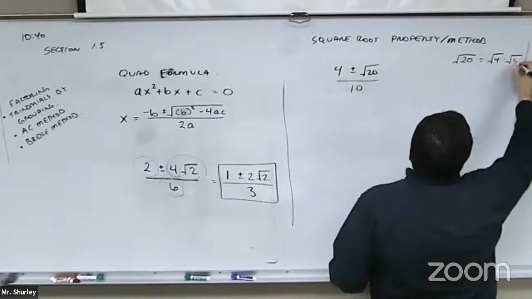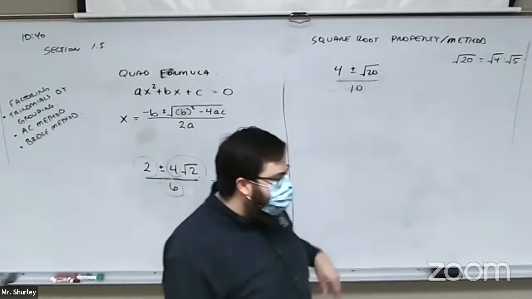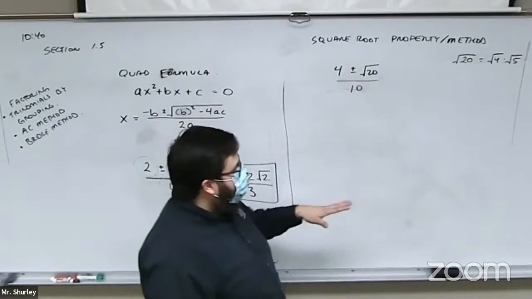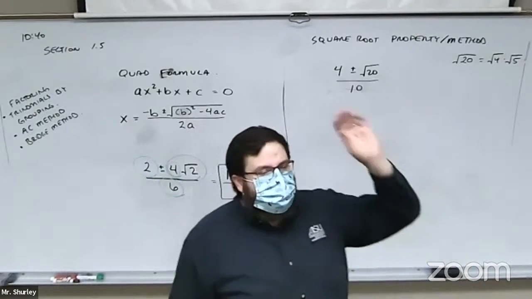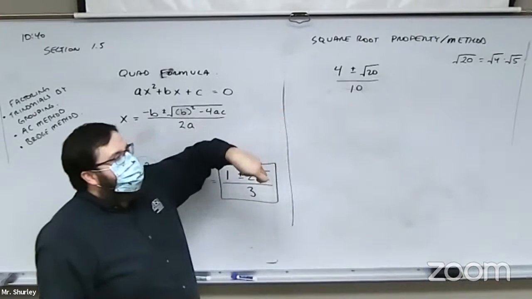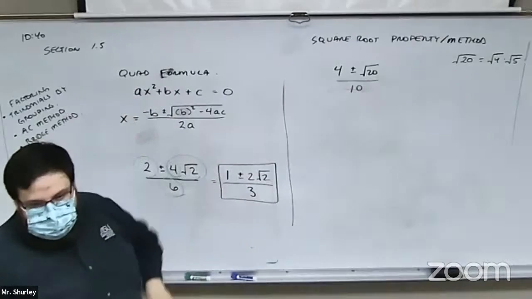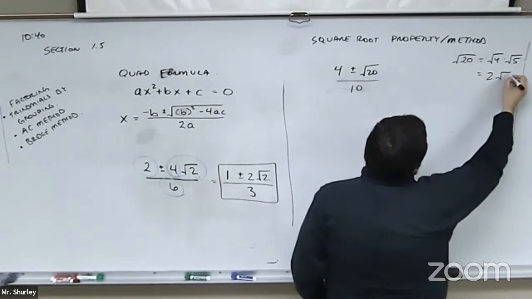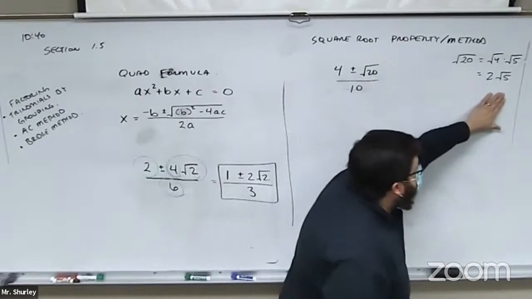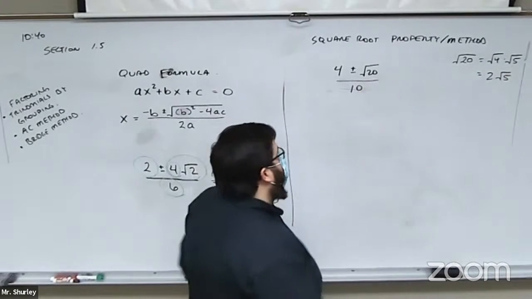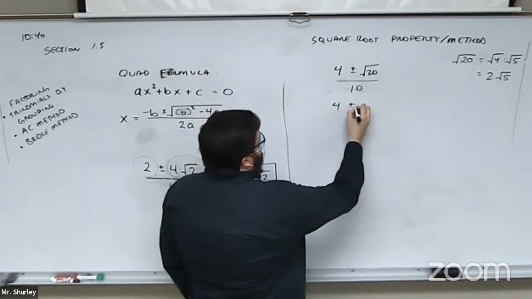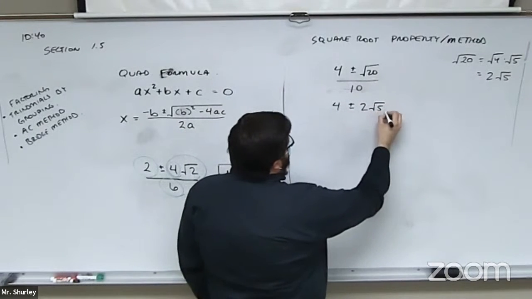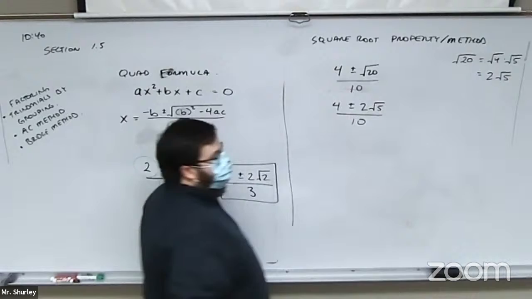Four. Yeah, it's 4. So we'd have the square root of 4 times the square root of 5, right? Remember, numbers with nice square roots: 4, 9, 16, 25, and so on. So this square root of 20 turns out to be 2 square root of 5, right? So I'm going to put that into my fraction now: 4 plus or minus 2 square root of 5, all over 10.